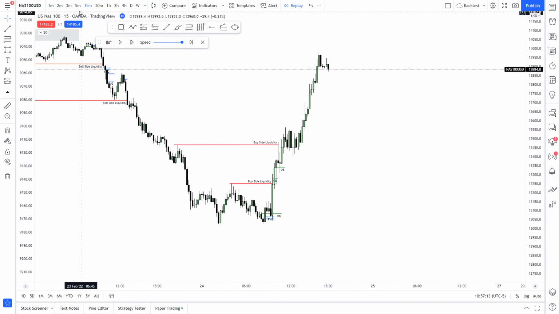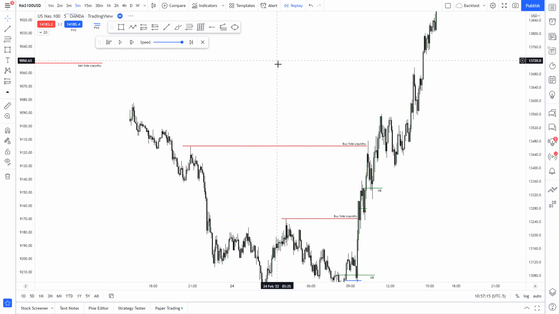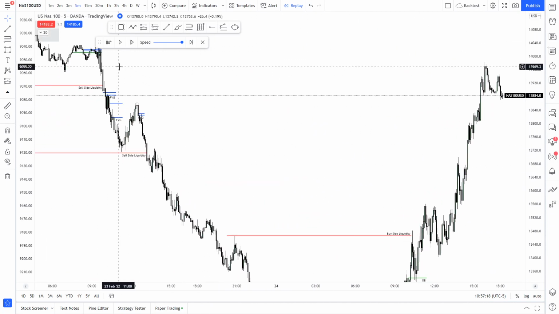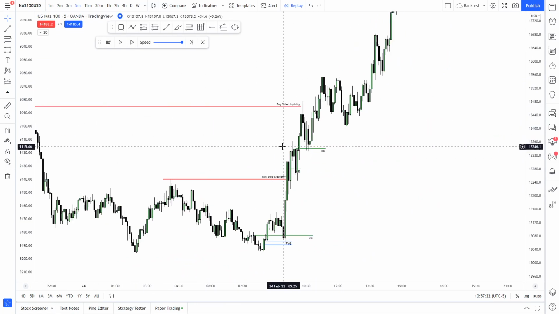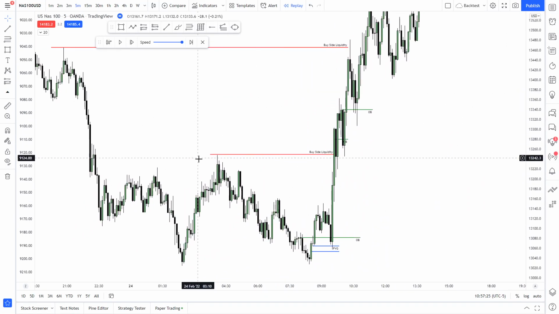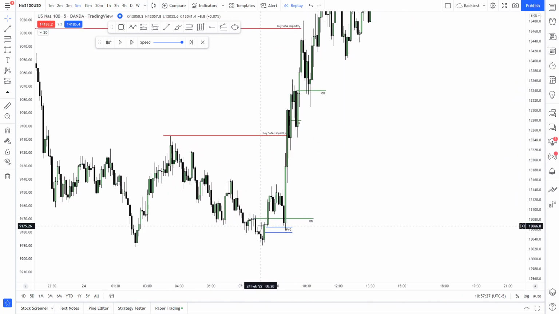Look at this, just simple entries, simple targets. You don't need to target up here. You don't always get those type of targets. You can just aim for low hanging fruit. Don't overcomplicate everything. Get in, get out. Simple stuff.